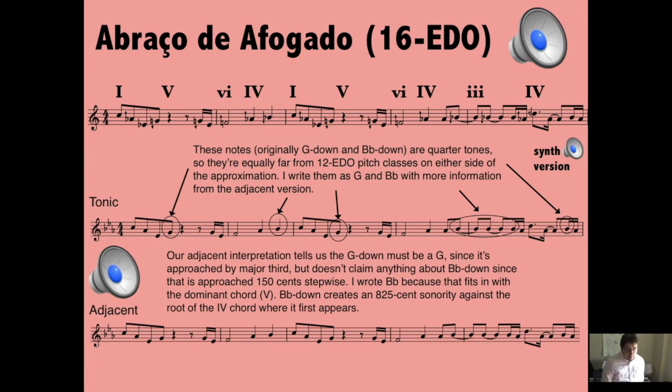But it's not. And then it's still approached stepwise, the B flat, by A flats, so that doesn't tell us which one it should be. You see what I mean? Coming at an interval from different angles gives you more information about it. So yeah. Okay. So there are all those notes circled, the Gs, and there's the B flats. Let me show you what the 12EDO version sounds like.